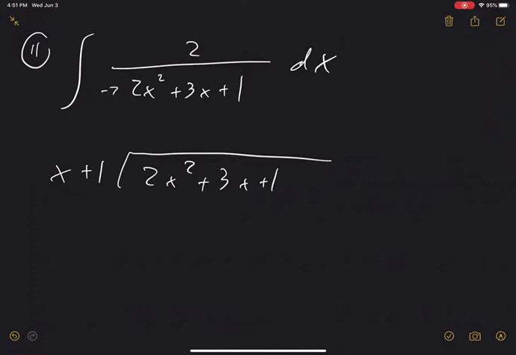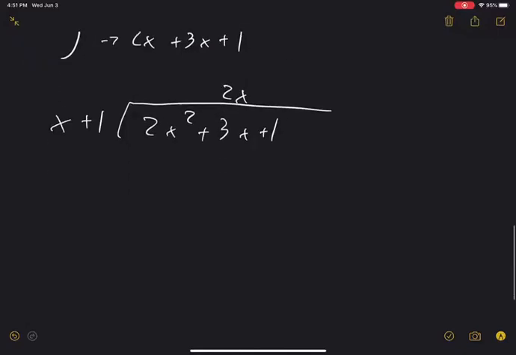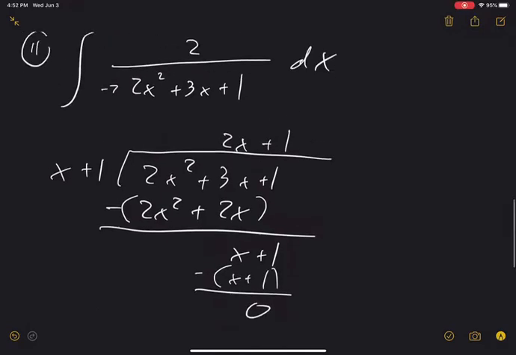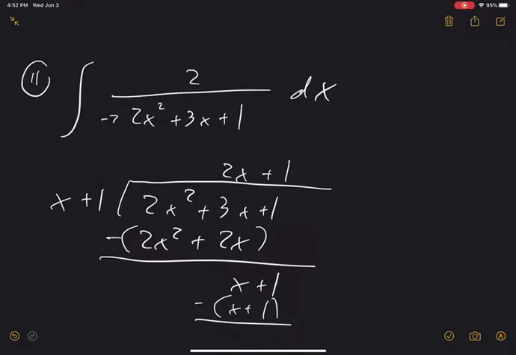Okay. So let's see. Dividing this, I would have 2x. Oh, it looks like a repeated root. Oh, maybe not. Let's see, 2x plus 1. And then I get a remainder of 0. Okay. So when I divide this by x plus 1, I get 2x plus 1, which means my other factor is 2x plus 1.